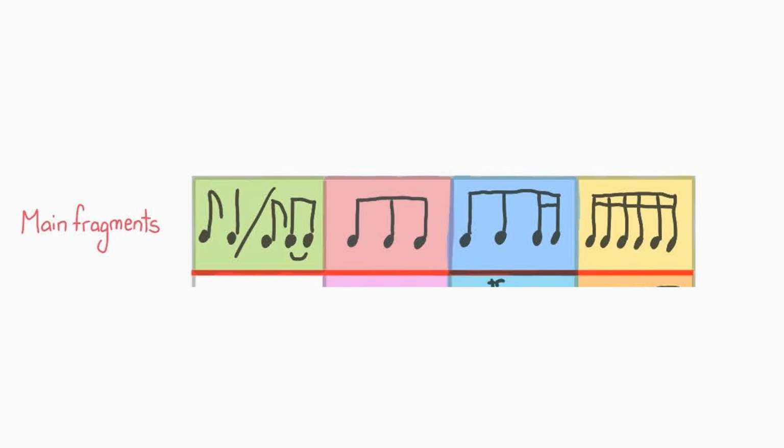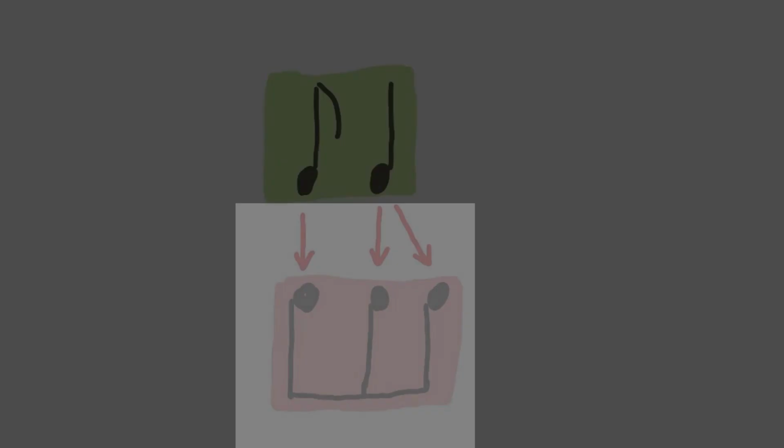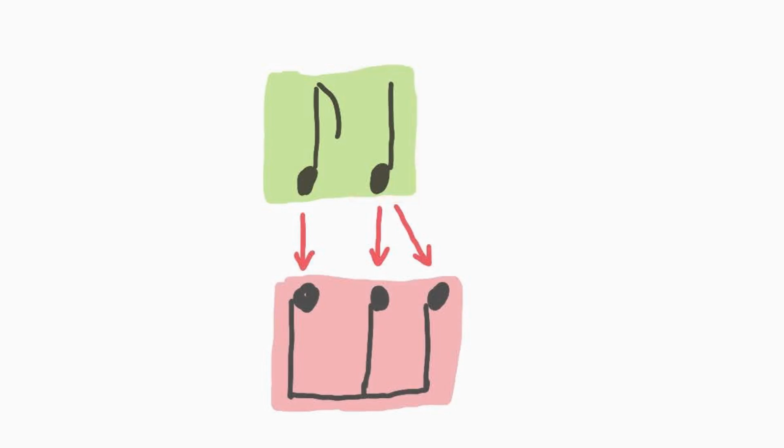So, the green fragment is actually the main fragment of the entire piece. And why do I say that? I say that because all the other fragments can be built from the green fragment. If we start with the green fragment, to create the red fragment from that, all you do is split up the quarter note into 2 eighth notes, or remove the slur between notes.